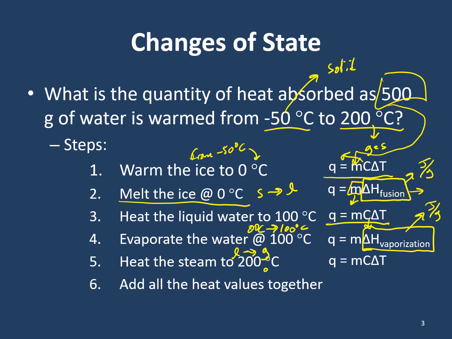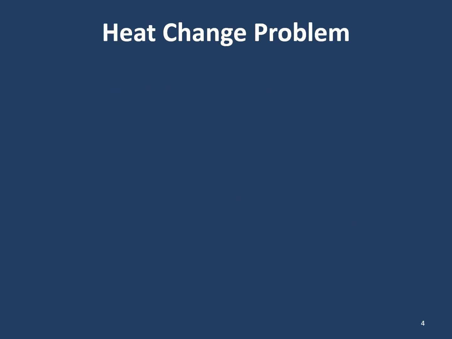We could do this in opposite order for released heat if we were going from a high temperature to a low temperature. So context in our problems is very important. If you're going from 200 to negative 50, all of your Q values should end up being negative in that scenario. You won't be using fusion and vaporization because you'll be condensing and solidifying instead of melting and vaporizing. So there are some small differences.